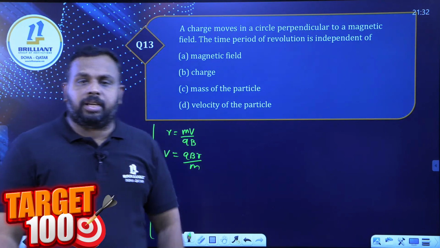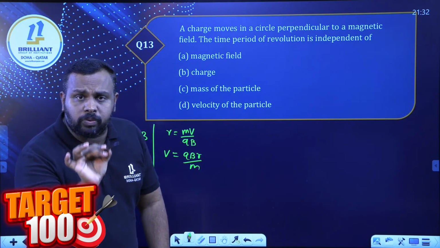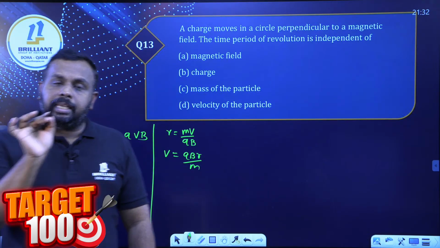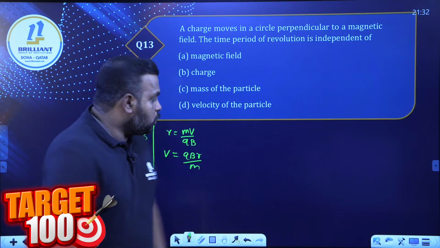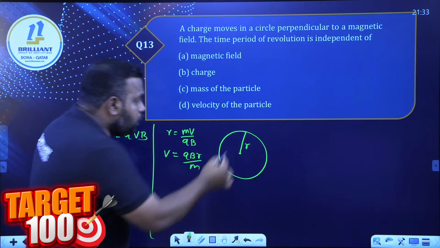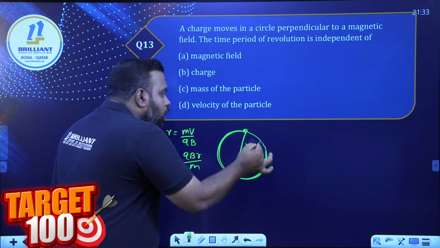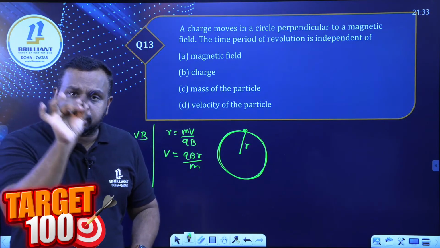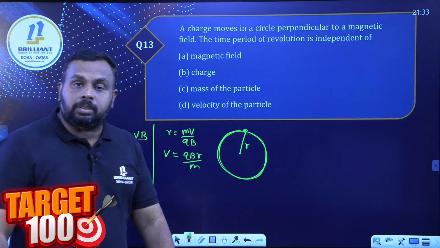Time period. What is the meaning of time period? A charged particle is moving in a circular path. If a body is moving in a circular path, time period is the time taken by the particle to complete one revolution. I'm just drawing a rough circle here. If R is the radius, the particle starts from here and moves in the circular path. To complete one rotation, the time taken is called time period. What is the distance traveled?